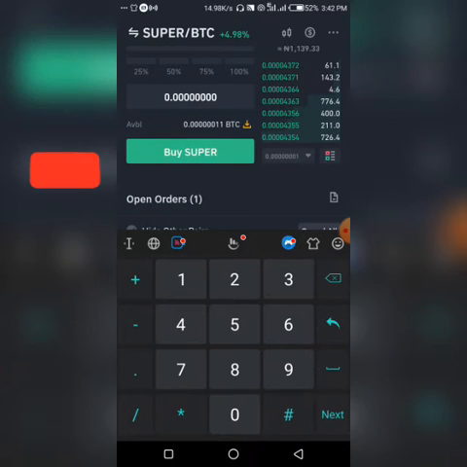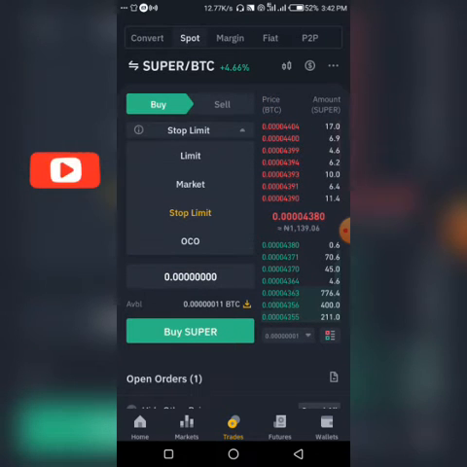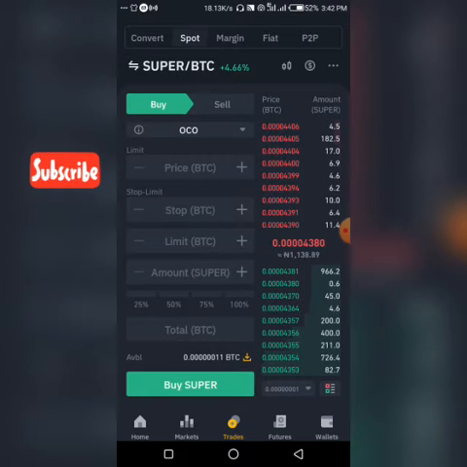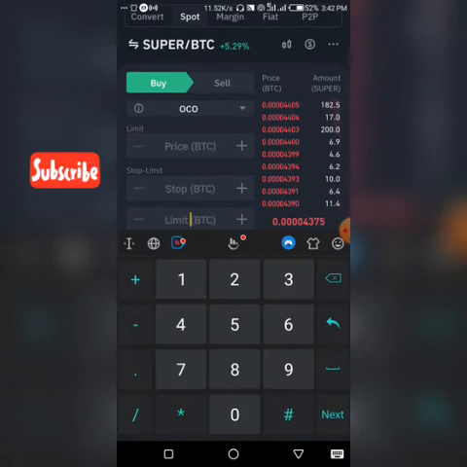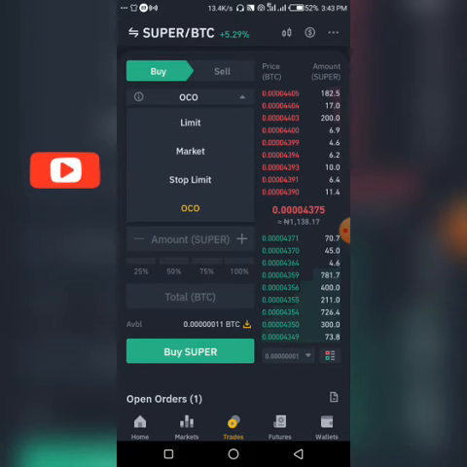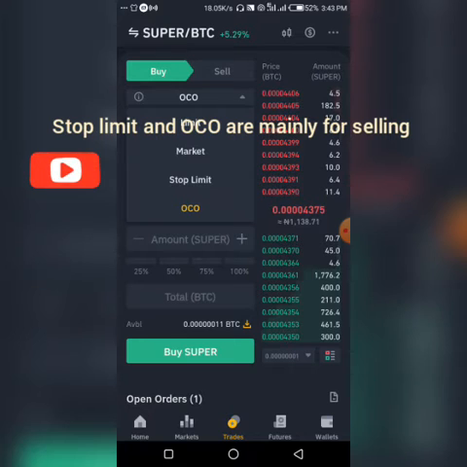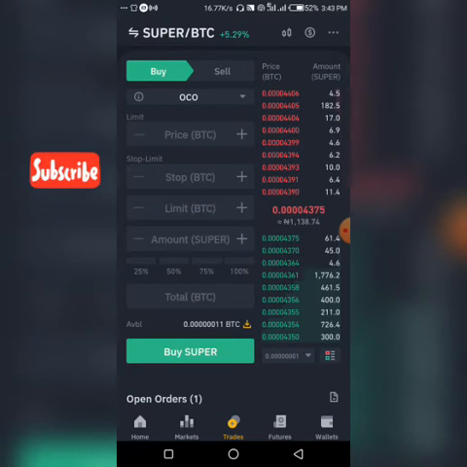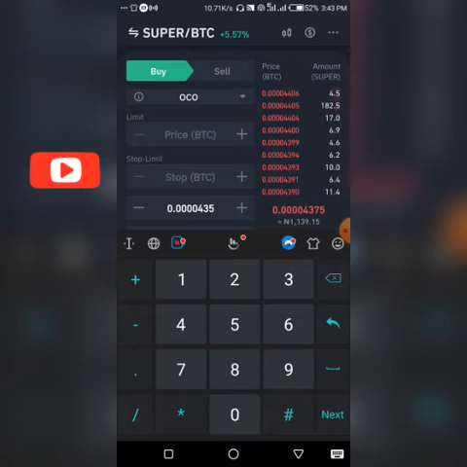Then the next one is OCO limit. Though you don't regularly use OCO in buying, you use it mostly in selling, especially when you're not going to be available. I believe the most important parts of buying and selling are limit and market. Then we use OCO mainly for selling. That is my own definition of OCO. A lot of people have their own different definitions of OCO, but OCO is just that if you want to make a trade, for instance, let me say I want to buy this Super at the rate of 4.0. It is mostly for selling, but let me go on.